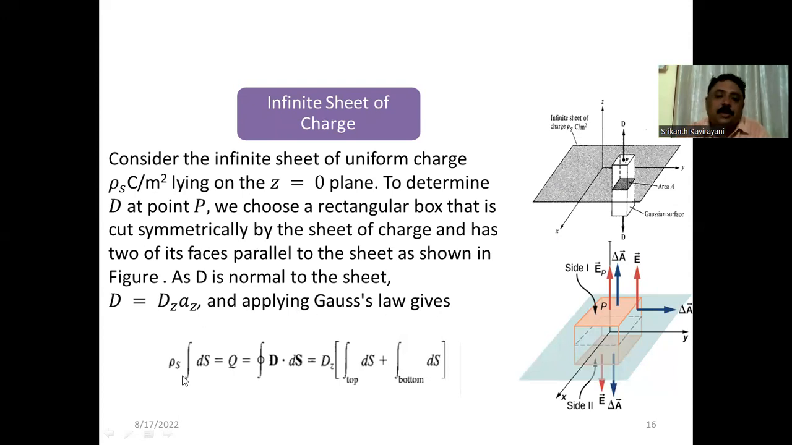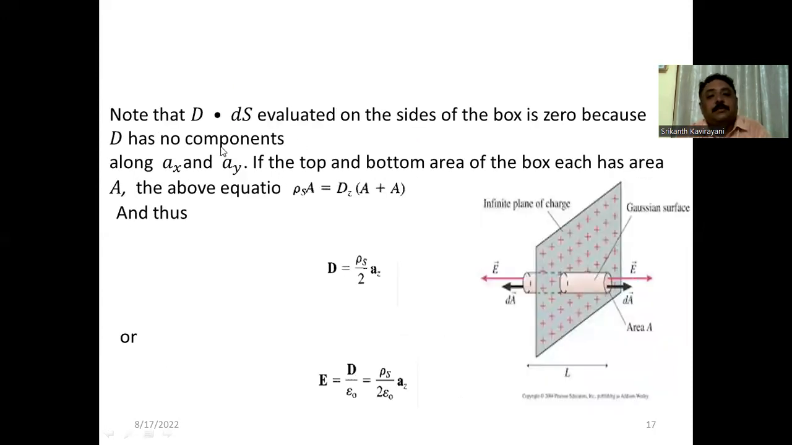And then applying Gauss's law, we end up getting rho s integral dS equal to Q equal to the integral over the closed path D dot dS equal to Dz times the integral over the top surface dS plus the integral over the bottom surface dS. Then we end up getting D dot dS evaluated on the sides of the box to be 0, as D has no components along ax and ay. If the top and bottom of the box each have area A, then the above equation gives rho s A equal to Dz (A plus A), and thus D equals rho s by 2 az, or E equals D by epsilon, or rho s by 2 epsilon naught az.